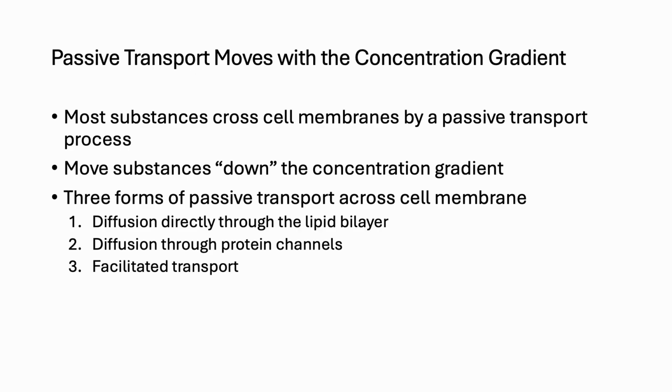Protein channels provide a passageway for ions or water molecules, either remaining open or opening under specific conditions. Facilitated transport uses carrier proteins that undergo shape changes when binding to specific substances like glucose or amino acids to move them across the membrane. In each case, movement occurs from high to low concentration. Passive transport is efficient and essential for survival, ensuring continuous exchange of substances that support metabolism and other cellular activities without depleting the cell's limited energy resources.